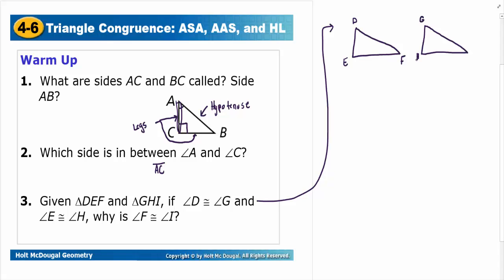Remember that the congruent statement is written that way. That's an H, by the way, and that's an I. Okay. If angle D is congruent to angle G, so D and G, and E is congruent to H, why is F congruent to I? So angle F is congruent to angle I.